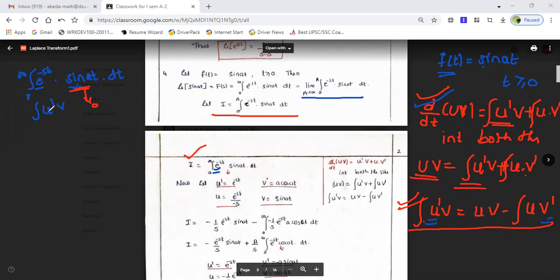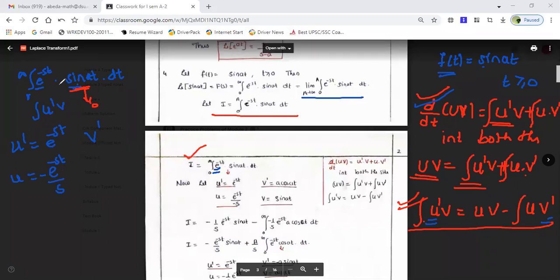It is of the form integration u dash v. Means u dash is what here? u dash is e to the power minus st. I'll write v dash here, I'll write u. What is u then? This is my differentiation. I'll get u by integrating this. This will be e to the power minus st upon s, because u dash is this, u will be integration of this term.